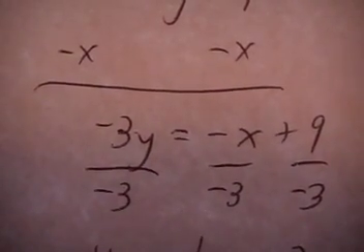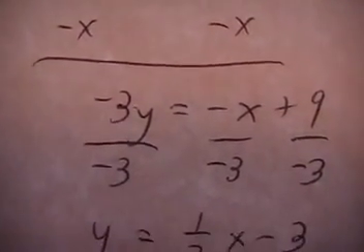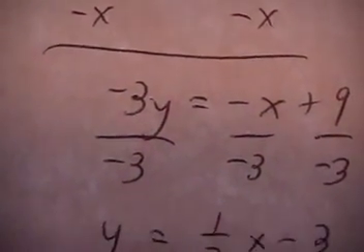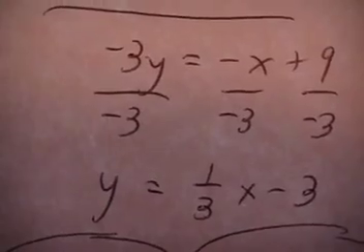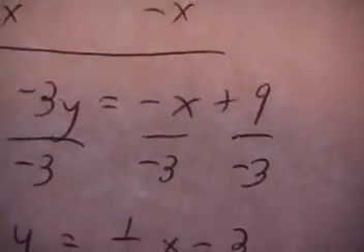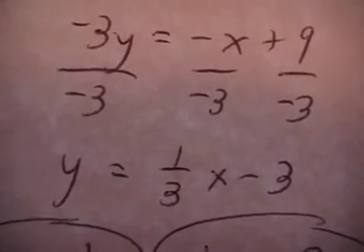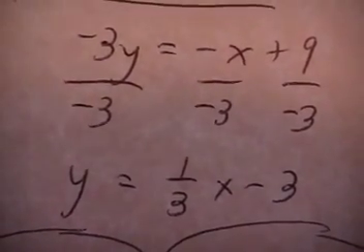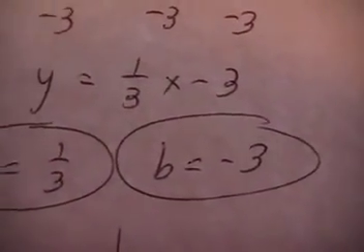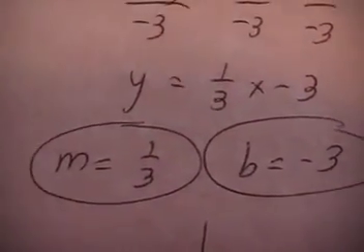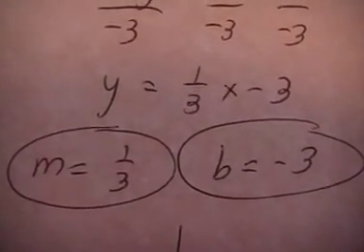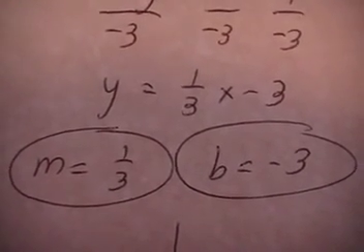Divide everything by -3 to get the y by itself. The negative x over -3, that's the same thing as positive 1/3, because the two negatives will be a positive. Positive 9 divided by -3 will be -3. So the first half of the answer here is that the slope is positive 1/3, the y-intercept is -3. And it's important to know those two things, because then you can graph it like this problem wants. The other problem didn't want us to graph, but here we want to graph.